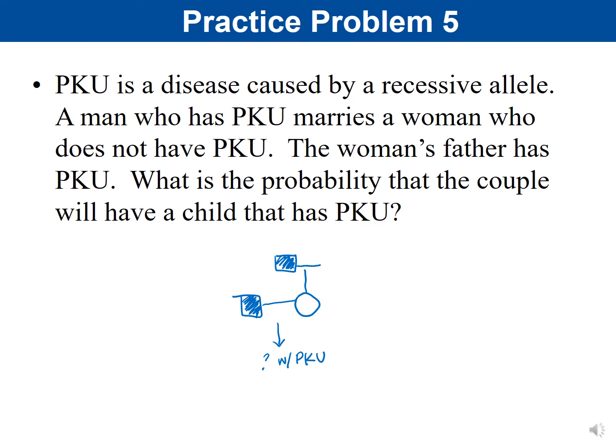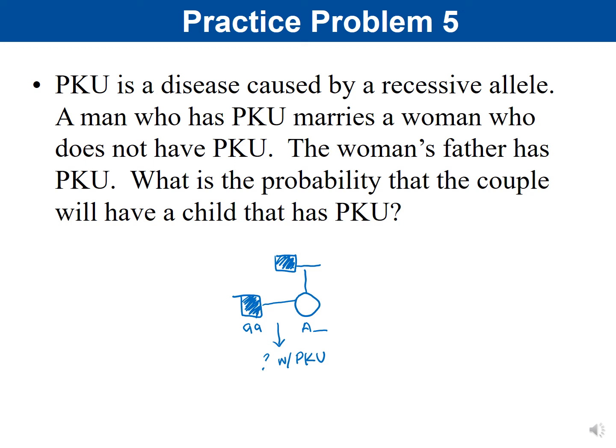All right, so let's fill in what we know. PKU is recessive. So the man who has PKU, I'm not going to use P's just because they look too much alike. I'm just going to use A's. So if a man has PKU, what is his genotype? If he has it and it's recessive, he is little a, little a. The woman does not have PKU. So I would start out by writing this big A something, right? So the fact that she doesn't have it means that she is big A something.